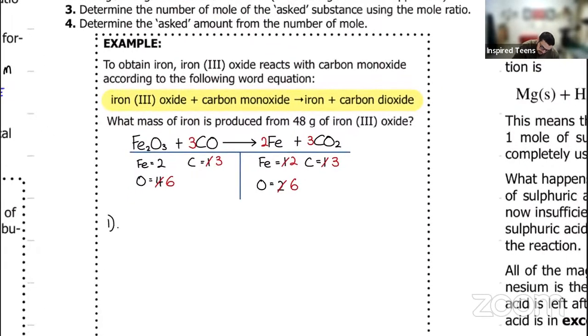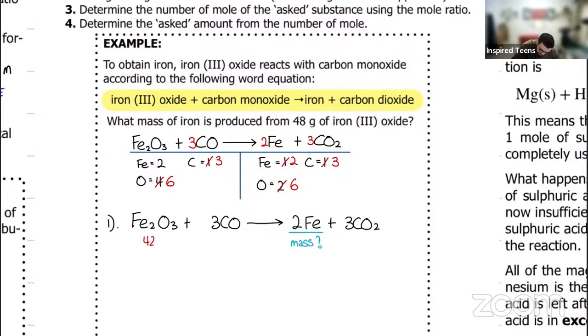So now what I'm going to do is say Fe, this is the reaction, Fe2O3 plus 3CO gives us 2Fe plus 3CO2. So this is my chemical equation. They ask what mass of iron is produced from 48 grams of iron oxide.